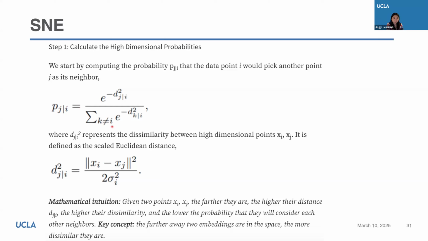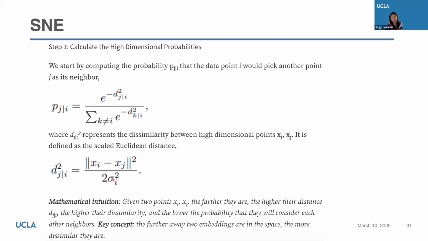Okay. And for this d_{j|i}, it can be some scaled Euclidean distance. So ||x_i - x_j||, the double vertical lines meaning the L2 norm. We take the square of the Euclidean distance, and we just divide by the standard deviation we specify, sigma_i.